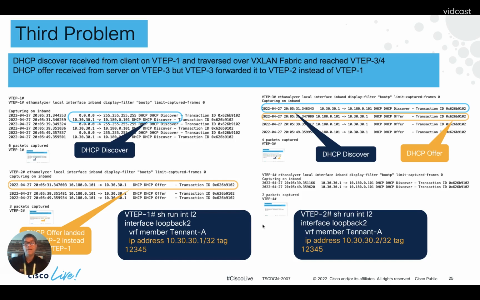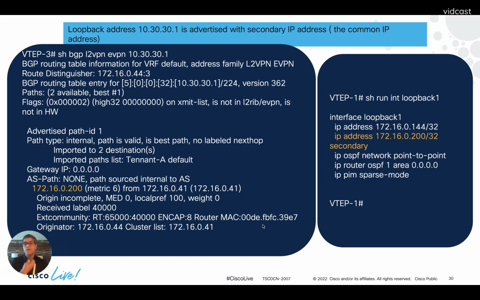And that's why VTEP 2 is going to say, hey, I did not send a DHCP discover message, so I'm not going to do anything with it. I'm going to drop it. Right? There are different ways to fix it, but the method I used was, I'll talk about it in short, but just run this command: show bgp l2vpn evpn 10.30.30.1 on VTEP 3.